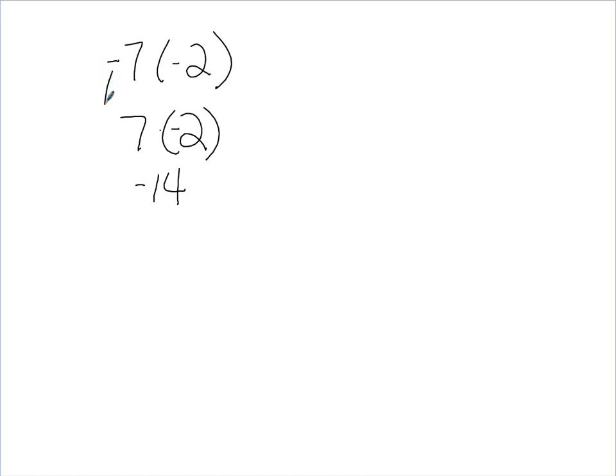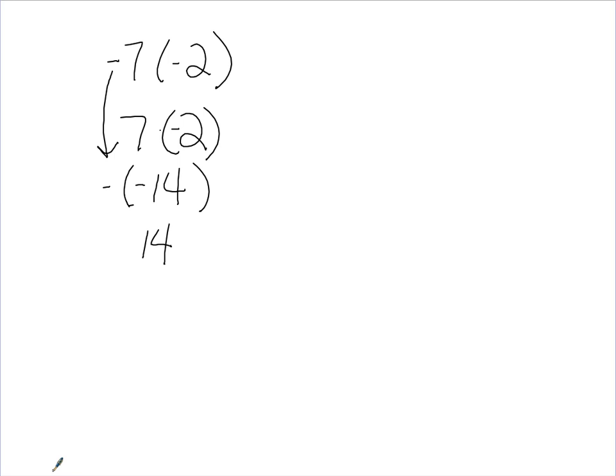So let's just do negative 7 times negative 2. Ignore the signs. Do 7 times 2, or ignore your first sign. Do 7 times the negative 2. And again, this is 7 groups of negative 2. So I know that that's a negative 14. But then I want the opposite of that answer, which would be a positive 14.